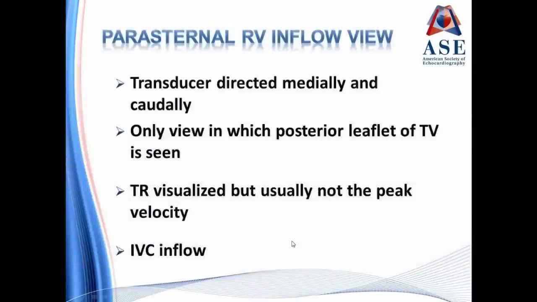Now let's move on to the parasternal RV inflow view. From the parasternal long axis view, the transducer is directed medially and caudally towards the feet. This is the only view in which the posterior leaflet of the tricuspid valve is seen. TR is visualized, but it's usually not the best place to measure the peak velocity, and IVC inflow is seen.